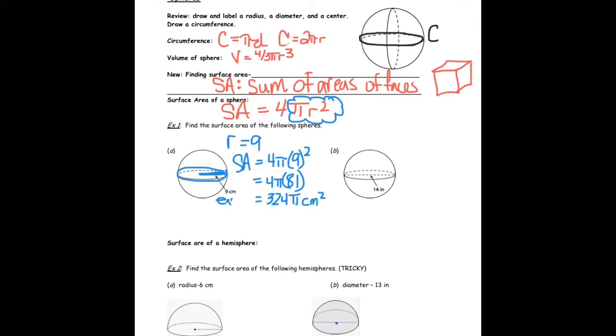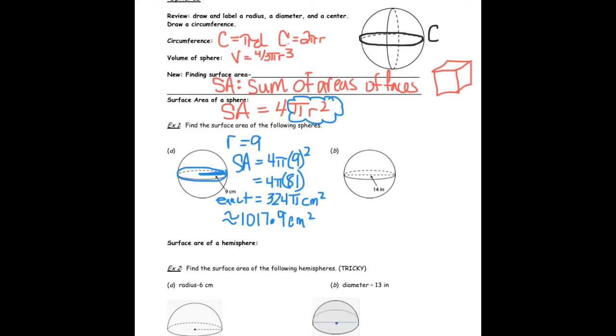This is exact. If you were asked to round to the nearest tenth, I would take 324 times pi, and you get 1017.87. So 1017.87 is about 1017.9 centimeters squared.